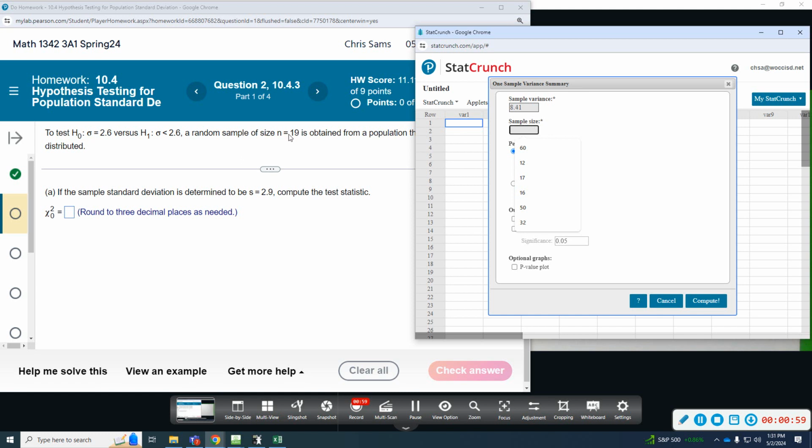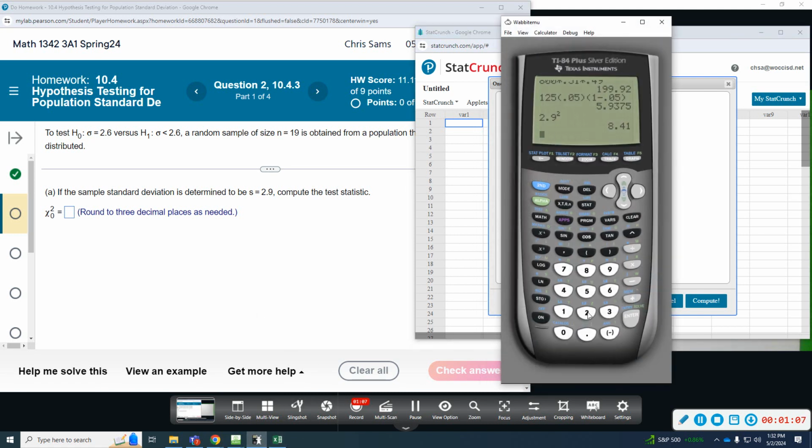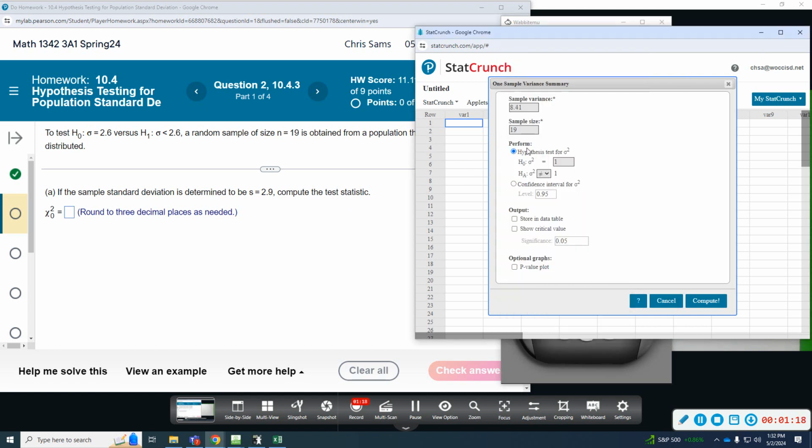The sample size is 19. The population variance, so this is the standard deviation, we also have to square that, so 2.6 squared gives you 6.76. So here, 6.76, and we are testing less than.